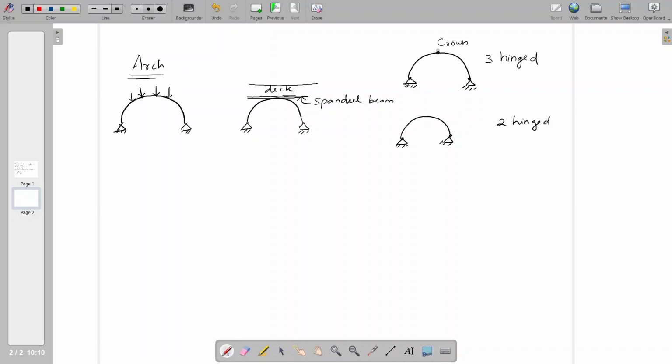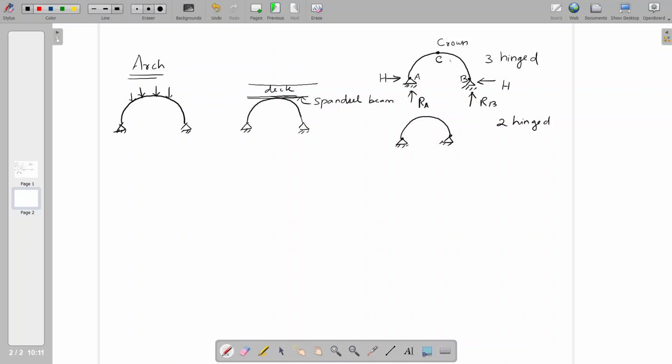So if you add one hinge in the arch profile, your calculation will be much easier to find the unknown reactions RA, RB, and the horizontal reaction, because there are three unknowns. So we will have three equations: bending moment at A equal to 0, bending moment at B equal to 0, and bending moment at C equal to 0. So three unknowns and three equations.